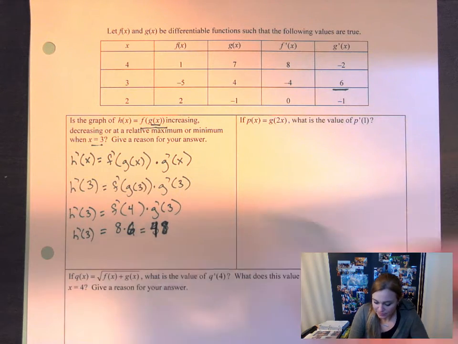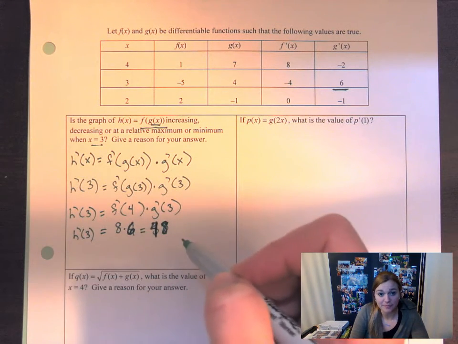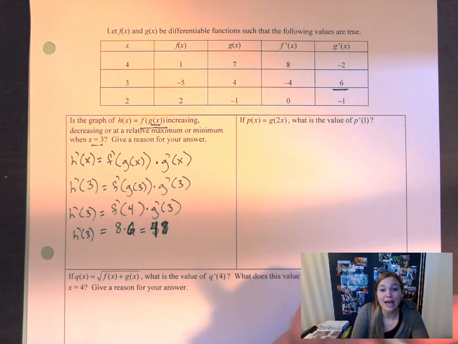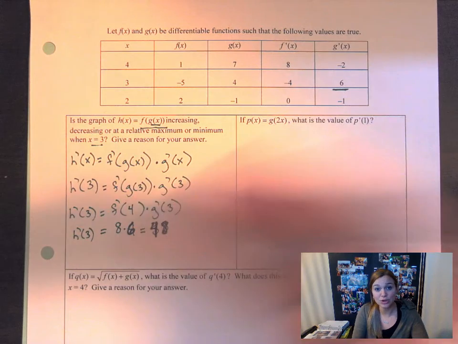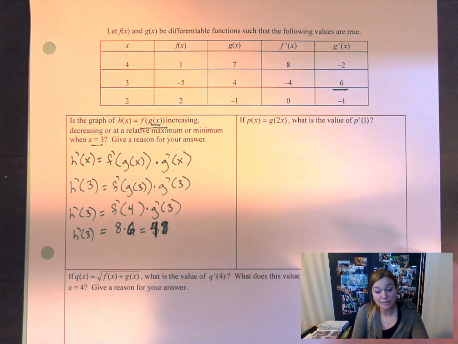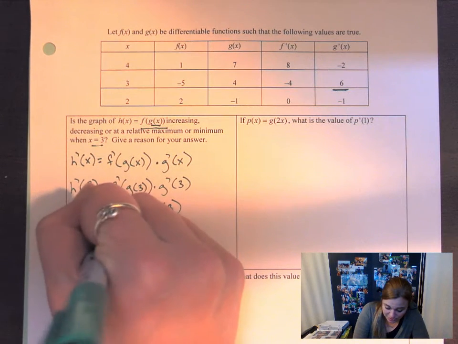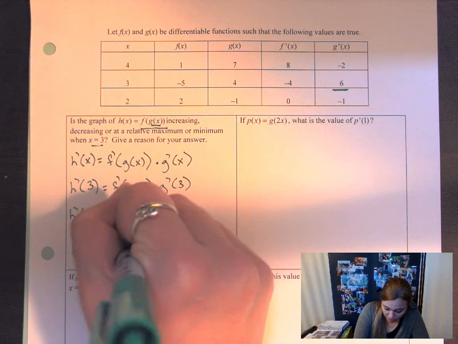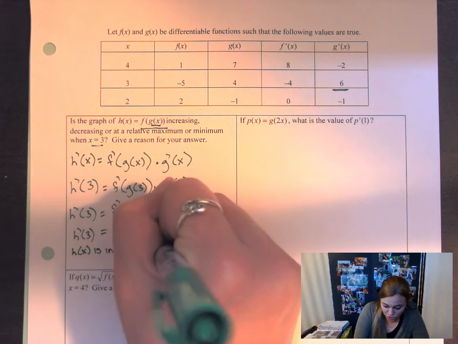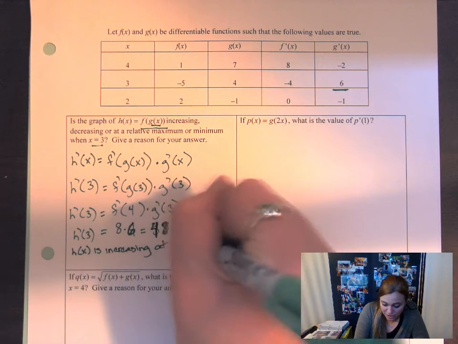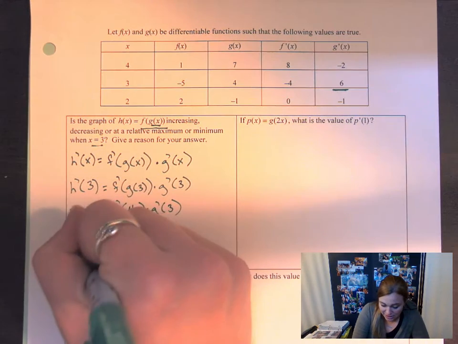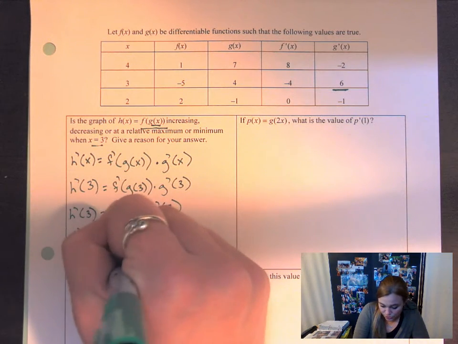So 48 is a positive number. So that means if I have a positive slope for a function, that means my function is increasing. So if h prime of 3 is positive, that means h of x is increasing at x equals 3. So what that means is h of x is increasing, and you have to make sure that you say where, so at x equals 3, and my justification is h prime of 3 is greater than 0.